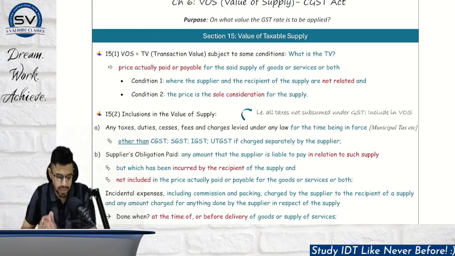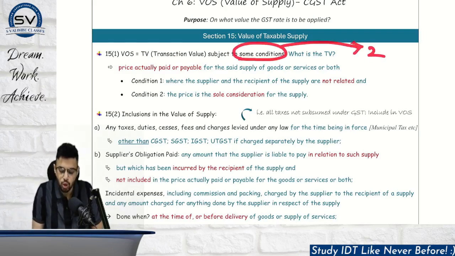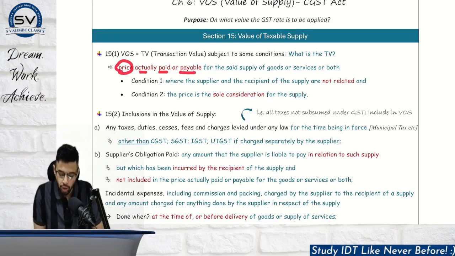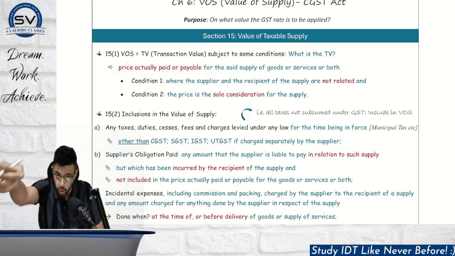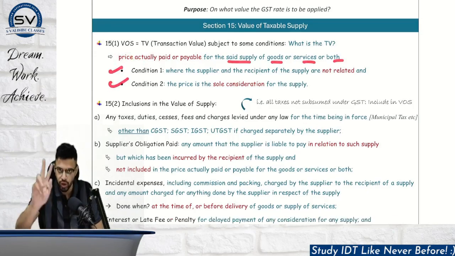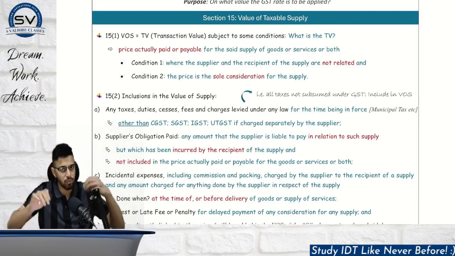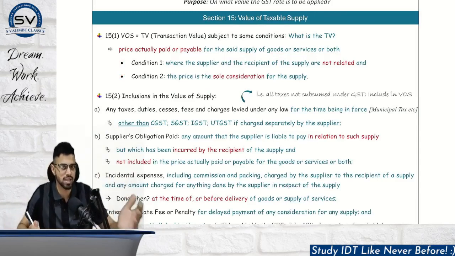Let's start with the basic section, subsection 1, 15 subsection 1. Value of supply is the transaction value, that is the price paid to the supplier, but that is subject to two conditions. How many conditions? Two conditions. Okay. Let's first see what is the transaction value. Transaction value is the price actually paid or payable, you have paid or you are going to pay in future for the said supply of goods, services, or both, subject to two conditions. Just read these conditions, understand the logic. It will be properly clear as to why these conditions have been set.